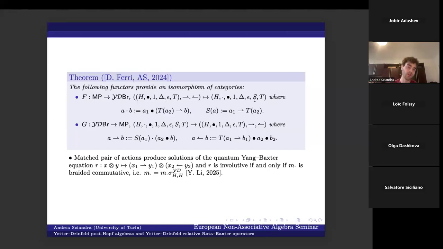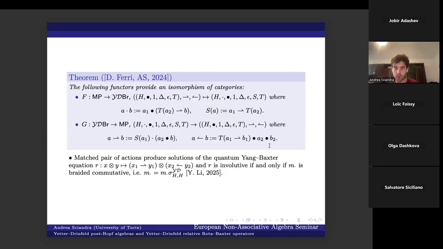On the other hand, if we start with the Drinfeld brace, we just keep the second structure, which is in fact a standard Hopf algebra, together with this action defined in this way. The left action is defined in this way, and the right action is defined using T. And these give us, in fact, a matched pair of actions.